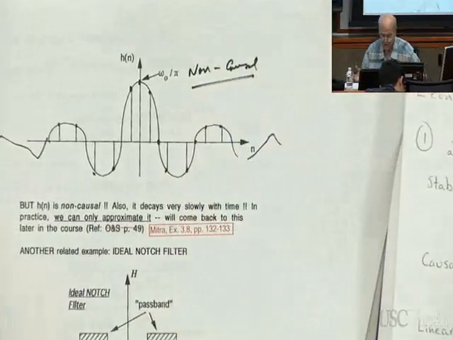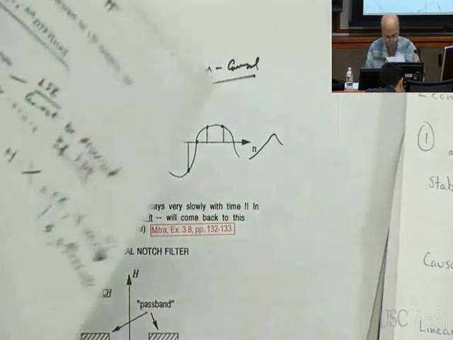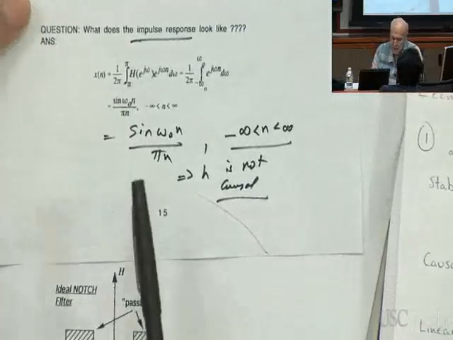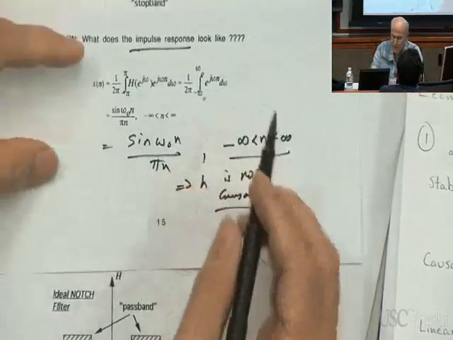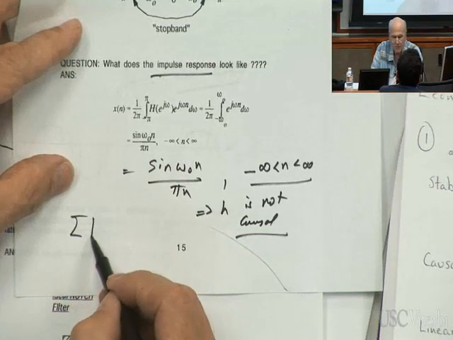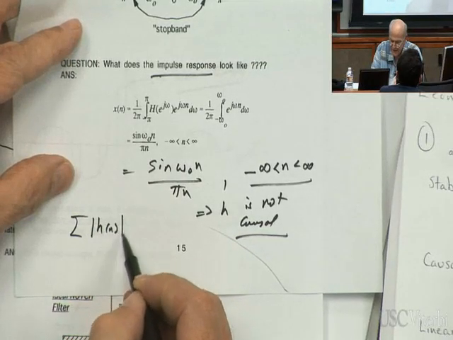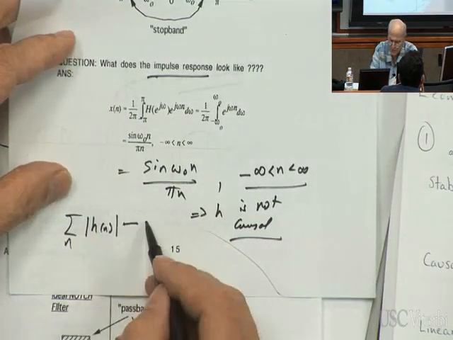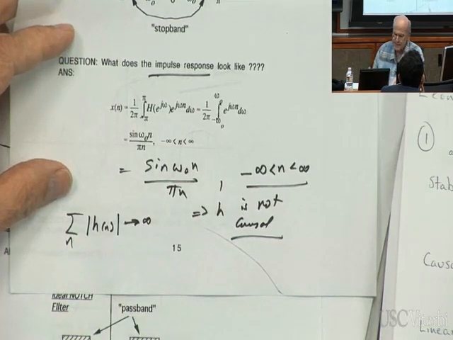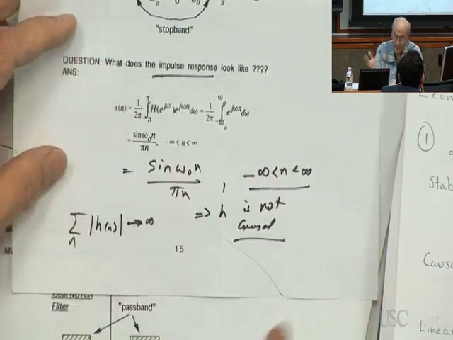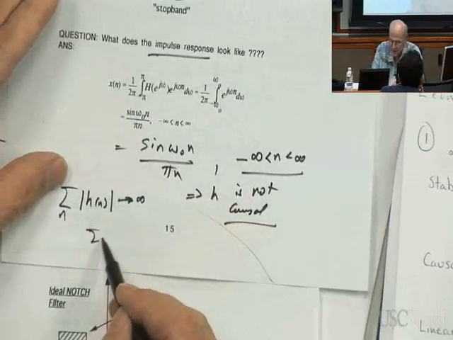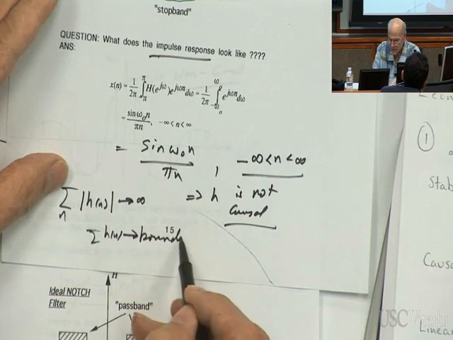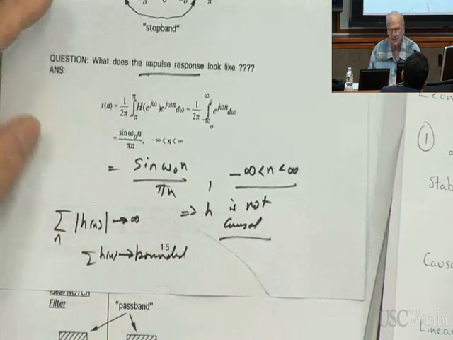What about stability, for example? Well, strictly speaking, if you take the absolute value of h of n, I think that actually blows up. So strictly speaking, it's not stable, as I recall. You can check me on that. But the summation of h of n, that's fine. That's bounded. So this sequence is called conditionally convergent.